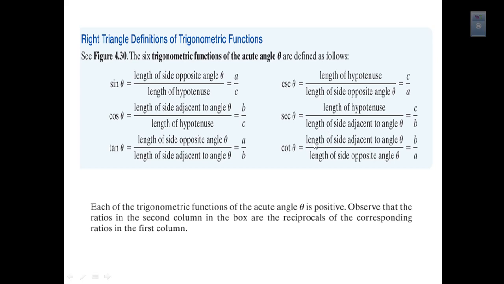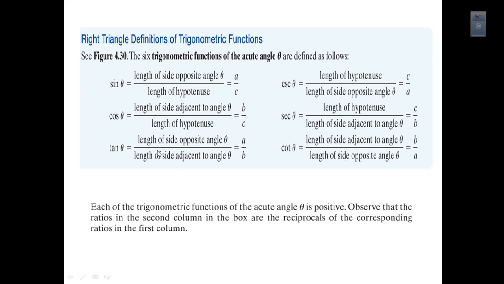Now, from these three parts, we can come up with 6 different ratios of one side to another. Now, here's the neat thing: for any given angle, the ratio of the length of the side opposite to the length of the hypotenuse is going to be the same, no matter what size the triangle is. And that's true of all of these.